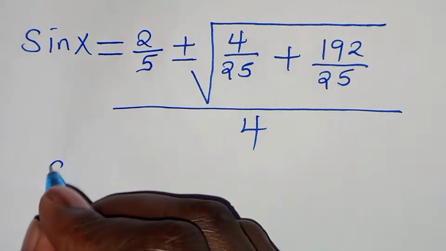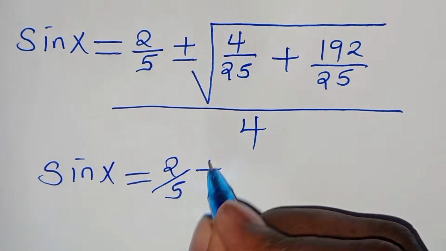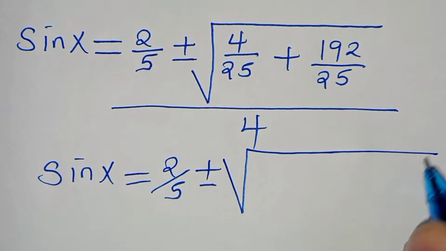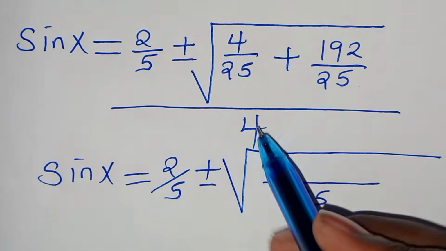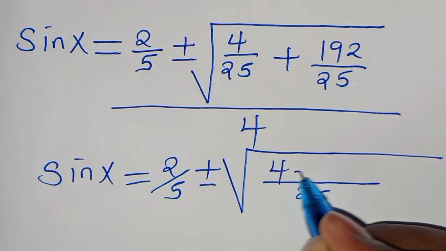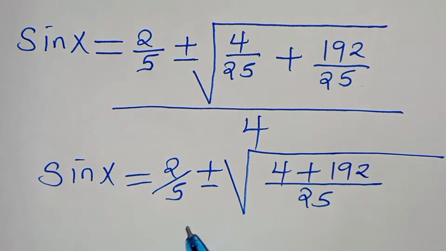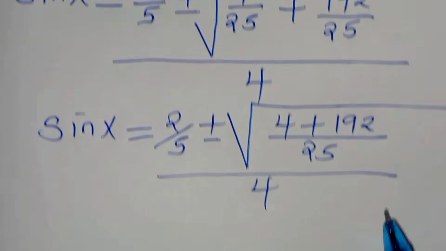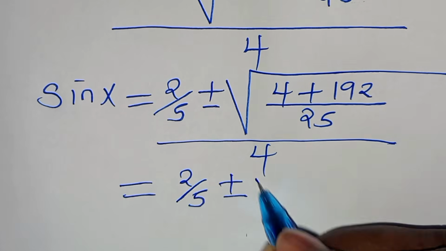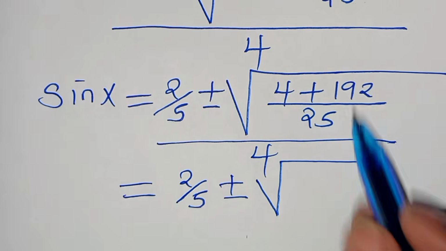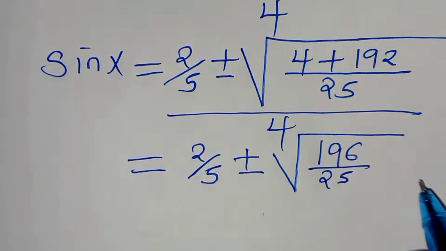So this implies that we have sin x equal to 2 over 5 plus or minus the square root of, now the LCM here is 25. So 25 divided by 25 is 1, 1 times 4 is 4. Plus 25 divided by 25 is 1, times 192. This is 192. Everything here divided by 4. So this means we have 2 over 5 plus or minus the square root of 4 plus 192. This is 196 divided by 25. Then divided by 4.